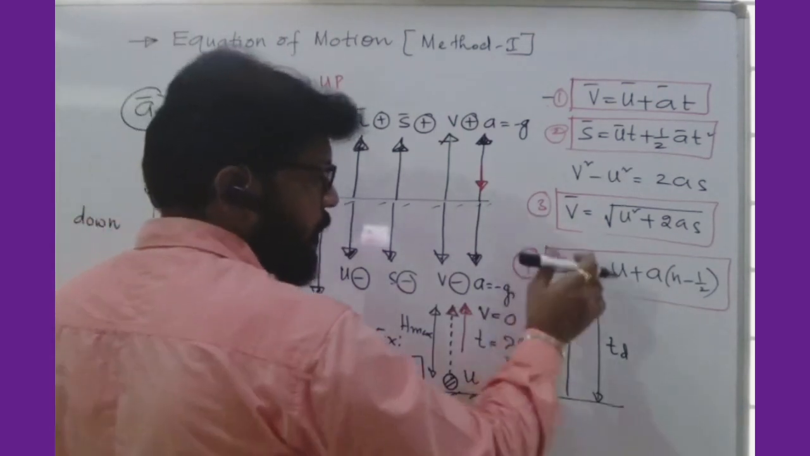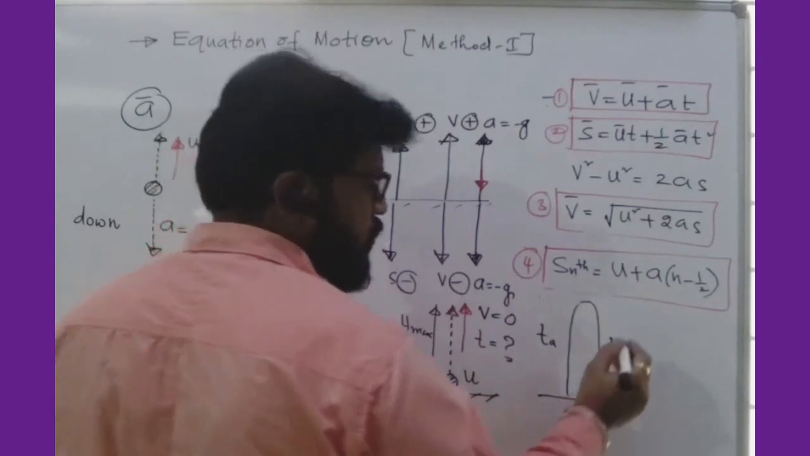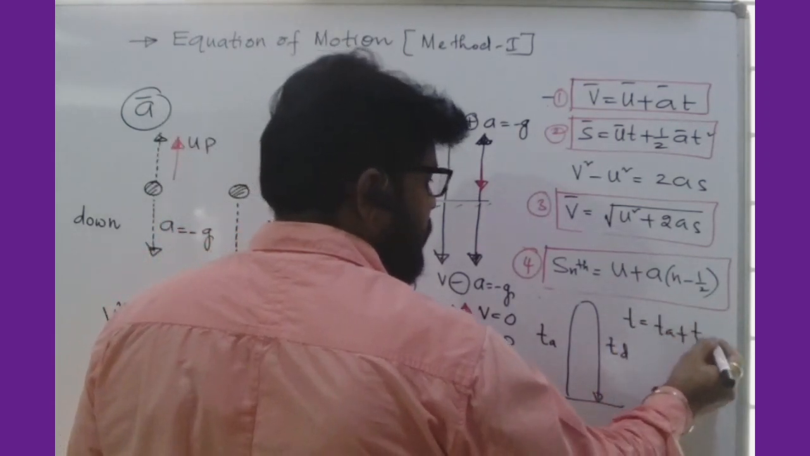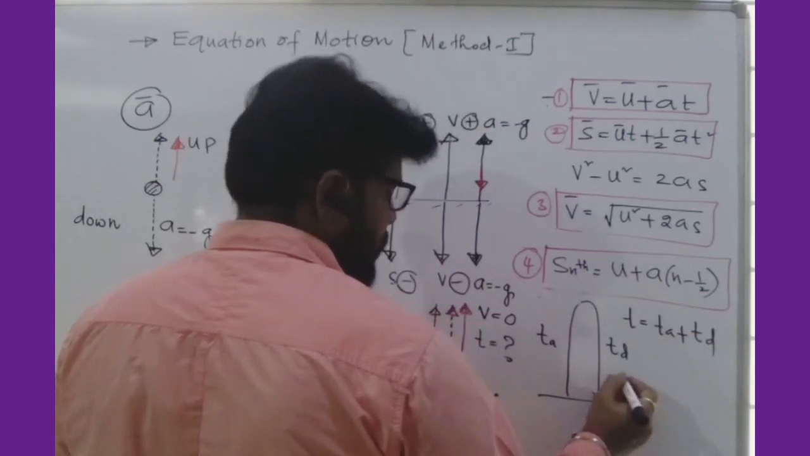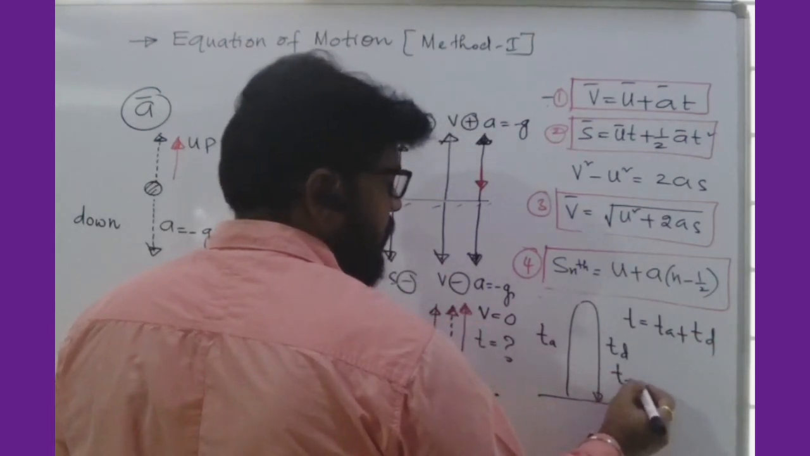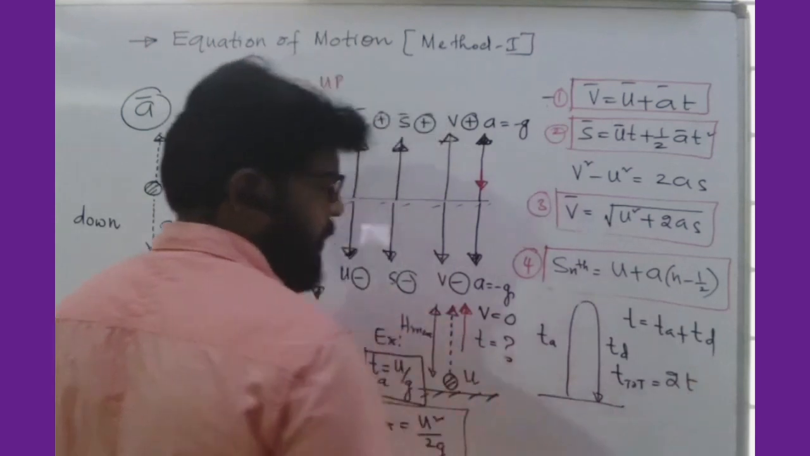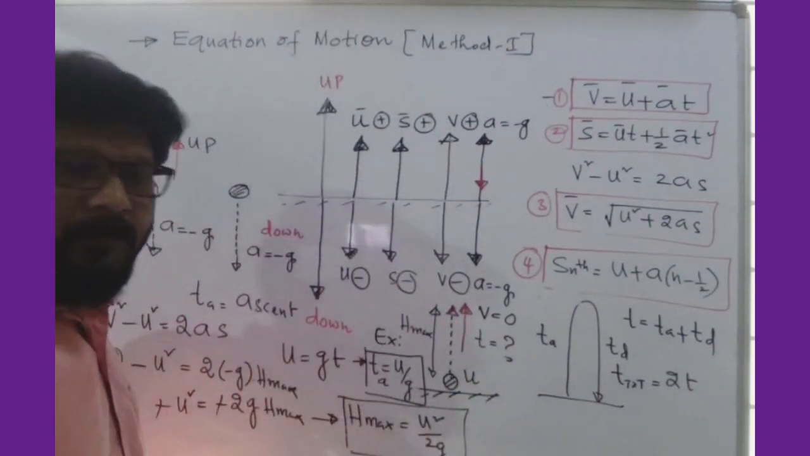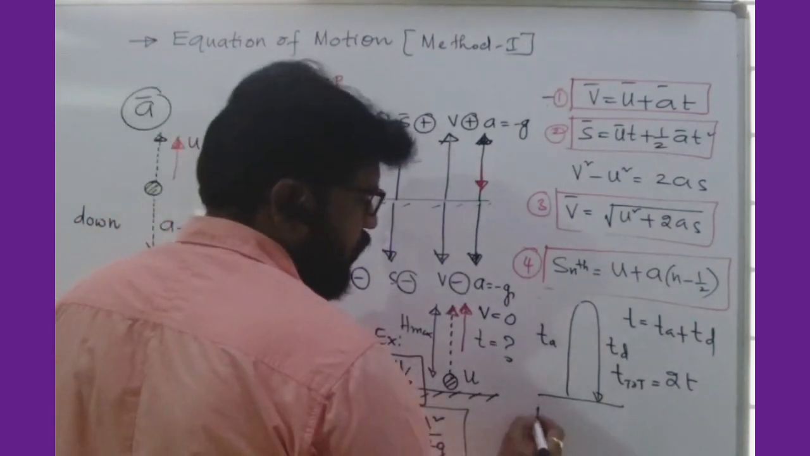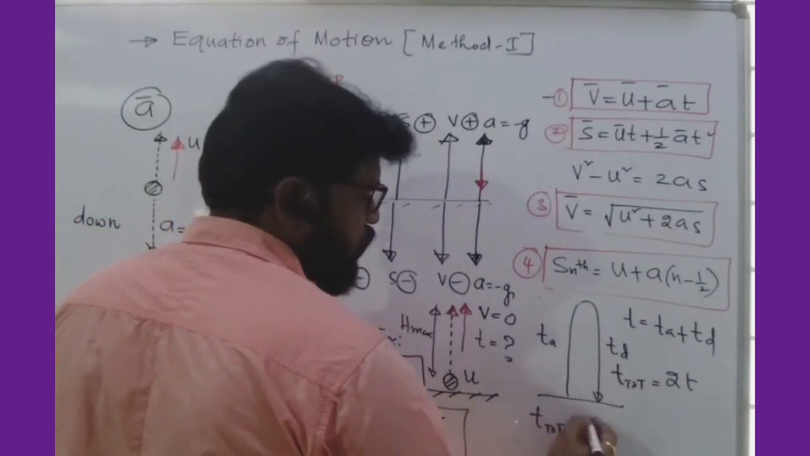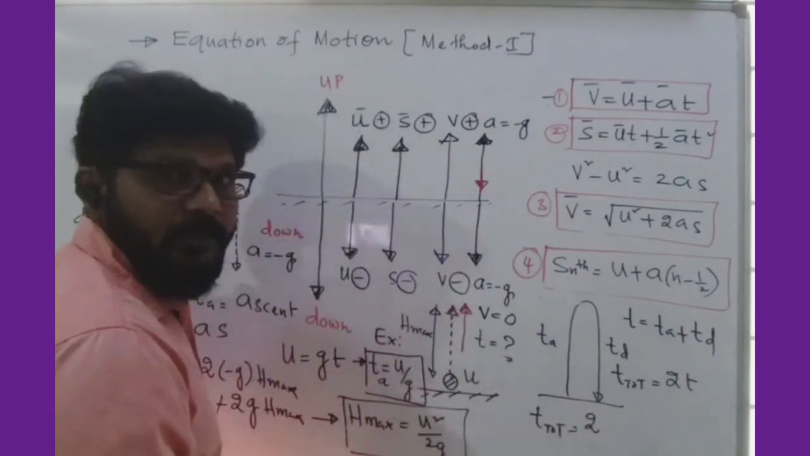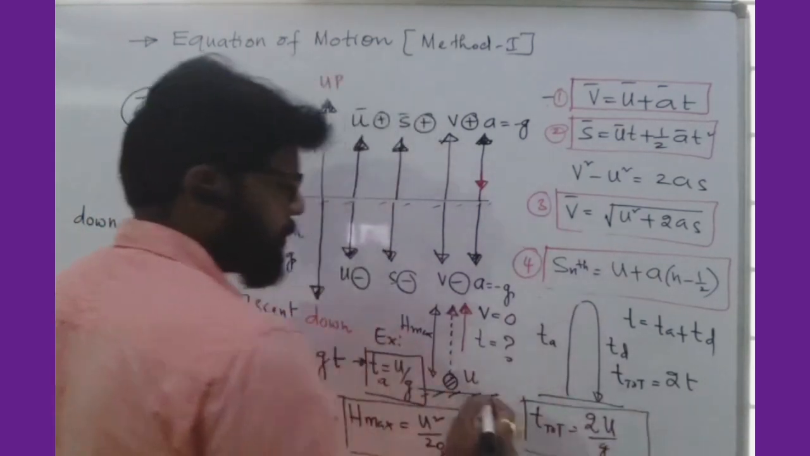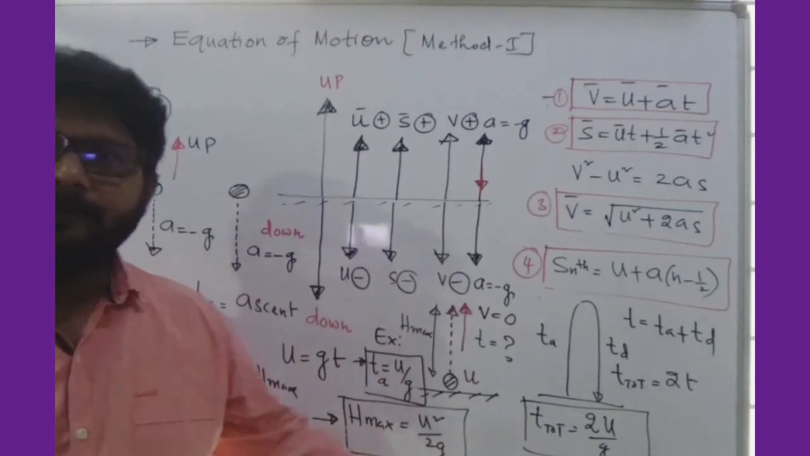So for upward and downward motion with no air friction, the total time is the time of ascent plus the time of descent, or simply 2t. When we are going upwards, we get t equals u by g. Now the total time taken equals 2 times u by g, that is 2u by g. Is it clear? 2u by g.